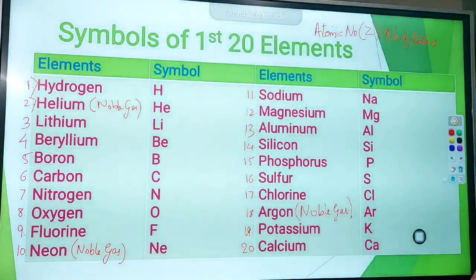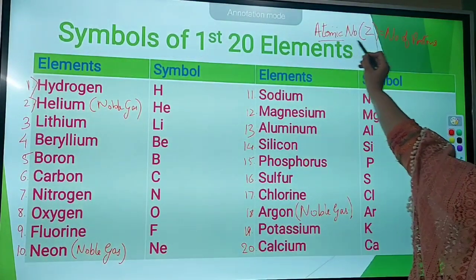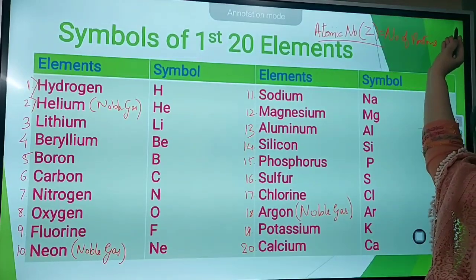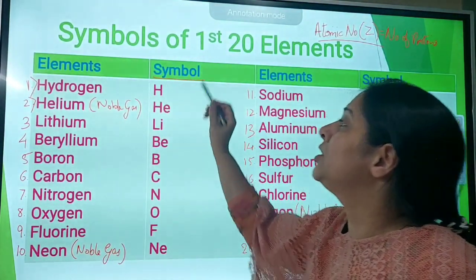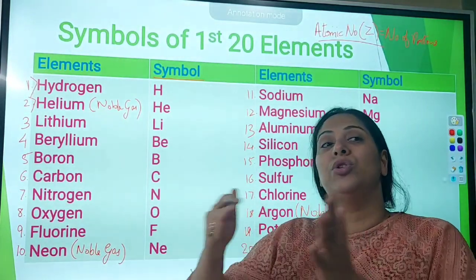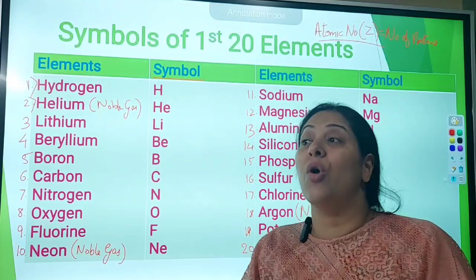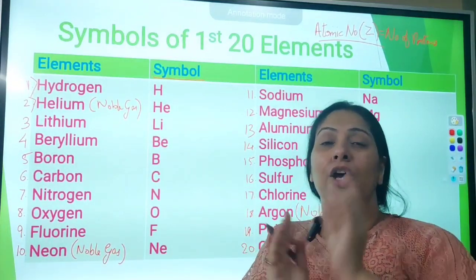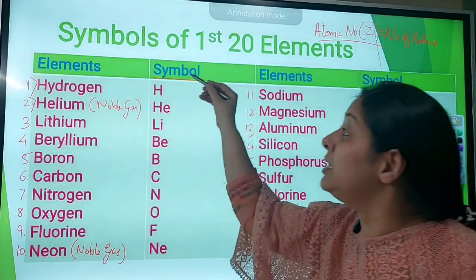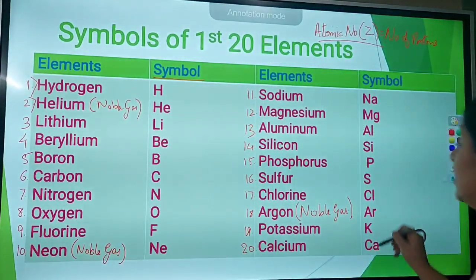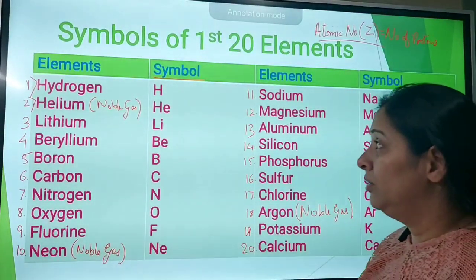All right, children. This chart not only shows the atomic number or number of protons, it will also show you the symbols. You can't write hydrogen fully every time when you have to show a reaction or how two elements combine. So we convert them into short forms. All right, so these are the symbols. You have to know the symbols as well.